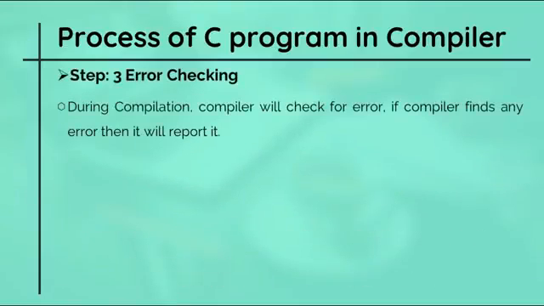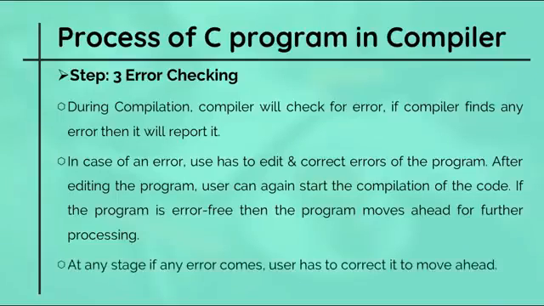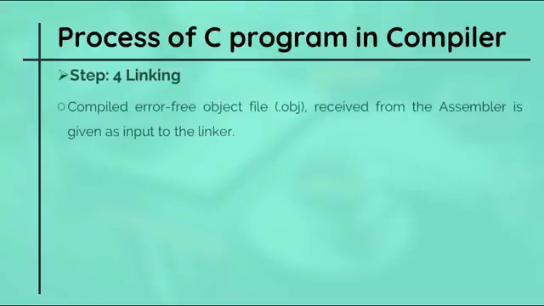The next step is error checking. During compilation, the compiler will check for errors. If the compiler finds any error, then it will report it. In case of an error, the user has to edit and correct the error in the program. After editing the program, the user can again start the compilation of the code. If the program is error-free, then the program moves ahead for further processing. At any stage, if any error comes, the user has to correct it to move ahead.